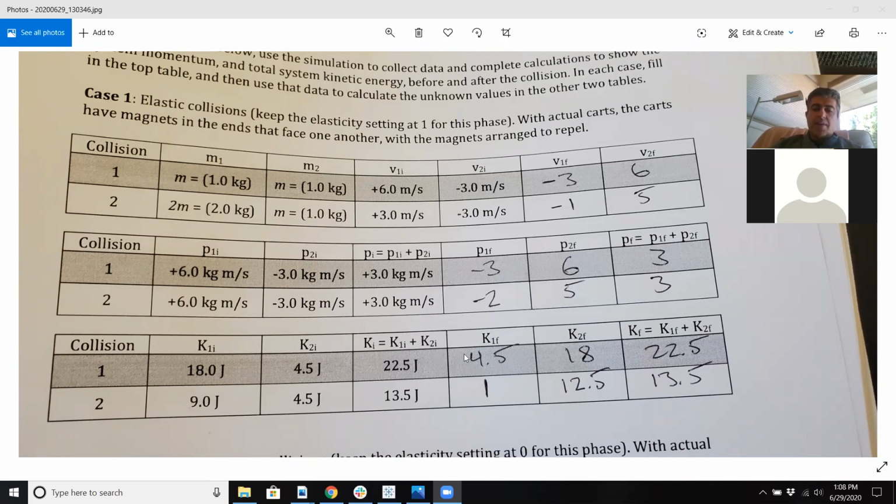And the energy that we got was 1/2 mv squared. So you're doing 1/2 times 1 times -3 squared, so you got 4.5 and 18. It looks like there's just a switch there. Total kinetic energy is also conserved.